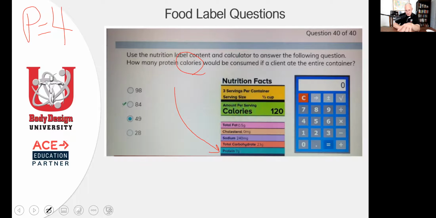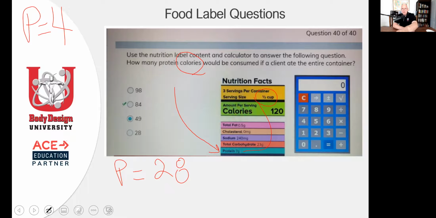So in just one serving, how many calories of protein? Here's your serving size, and you got 7 grams in a half a cup, right? So 7 times 4 is equal to 28, right? So I got 28 calories in one serving.